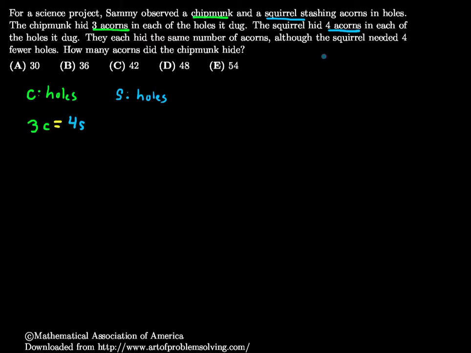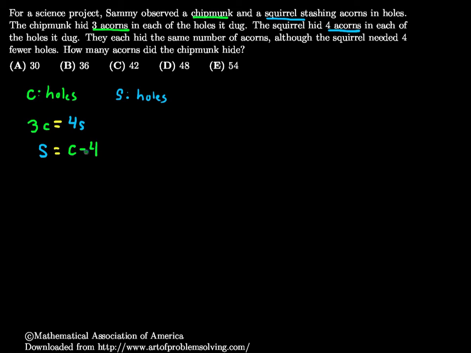Okay? Second piece of information we have is that the squirrel needed 4 fewer holes, which means that the number of holes the squirrel dug were 4 less than the number the chipmunk dug, so S equals C minus 4.